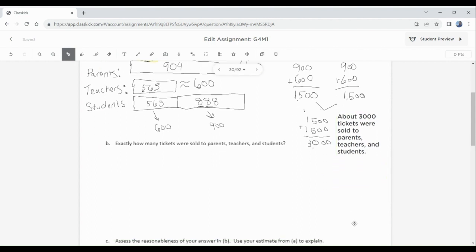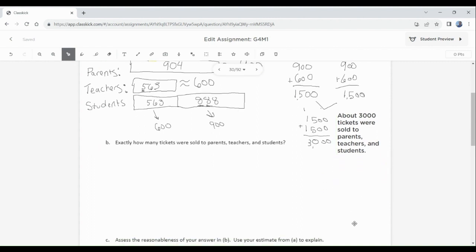And there we go. Now, letter B says exactly how many tickets were sold to parents, teachers, and students. So same idea as the last example where rather than estimating, we're going to use the precise numbers this time. So I'm going to copy my tape diagram. So again, the problem told me exactly how many parents bought tickets, which was 904. Told me how many teachers bought tickets, which was 563.